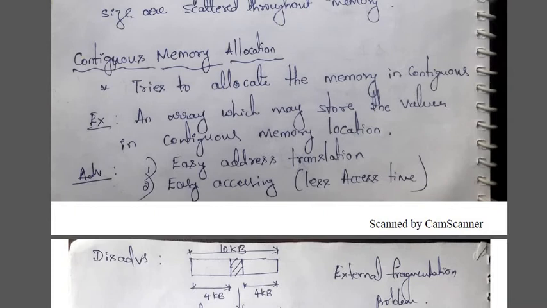So what are the advantages of it? Easy address translation and easy accessing. If we have all the instructions available in continuous memory blocks, it is very easy to get access to those instructions because they are available from the beginning to the end in one block. Obviously, address translation is easy as well: if you know the physical address from the start till the end, it becomes easier to map from the logical address to the physical or vice versa. These two are the major advantages of contiguous memory allocation.